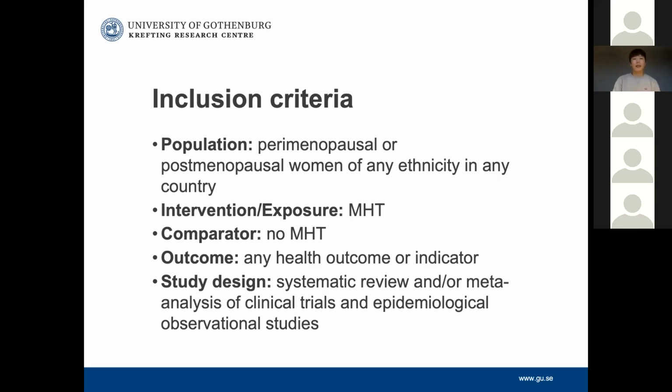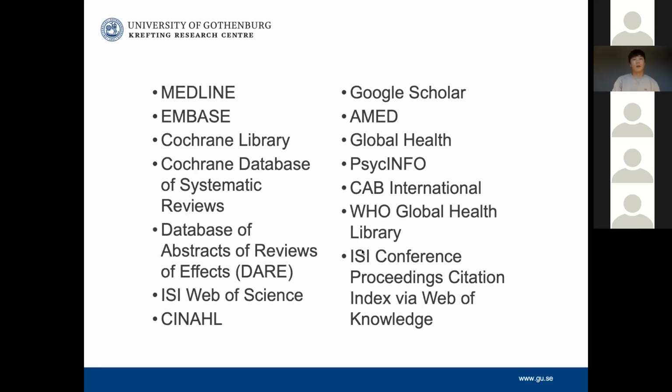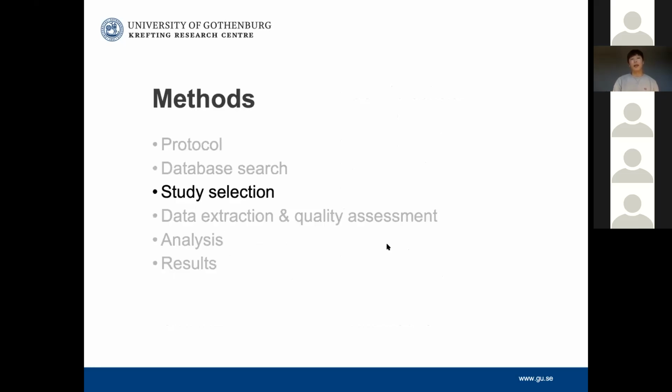In any country. And the study design, the studies we want to include are systematic reviews and/or meta-analyses of randomized controlled trials and observational studies. And then we searched the databases. We searched 12 databases, and in our paper we also provided the search strategies for each database.